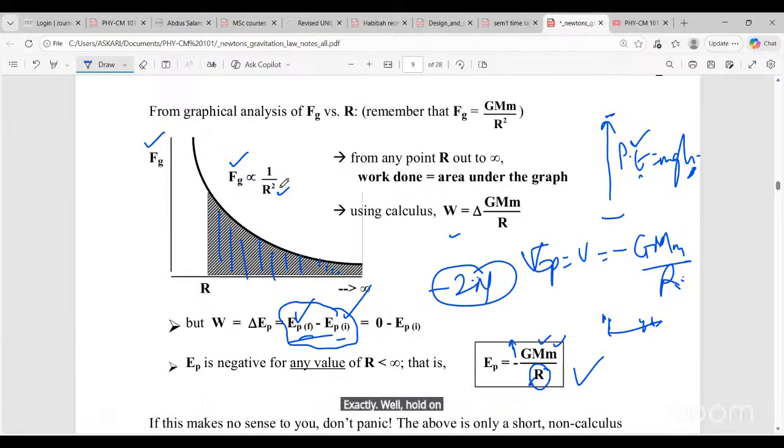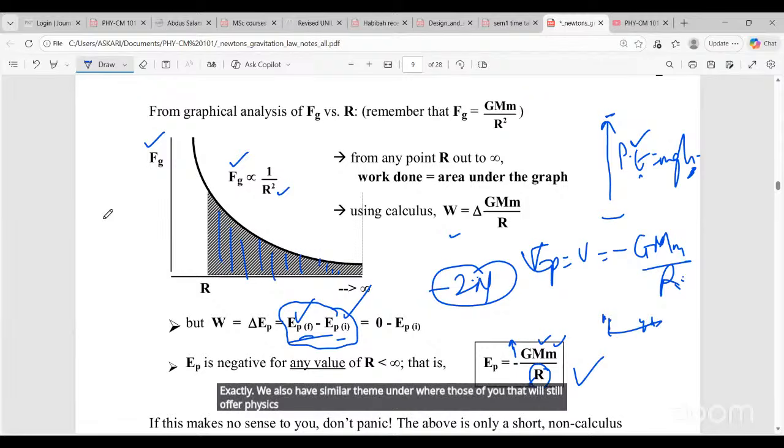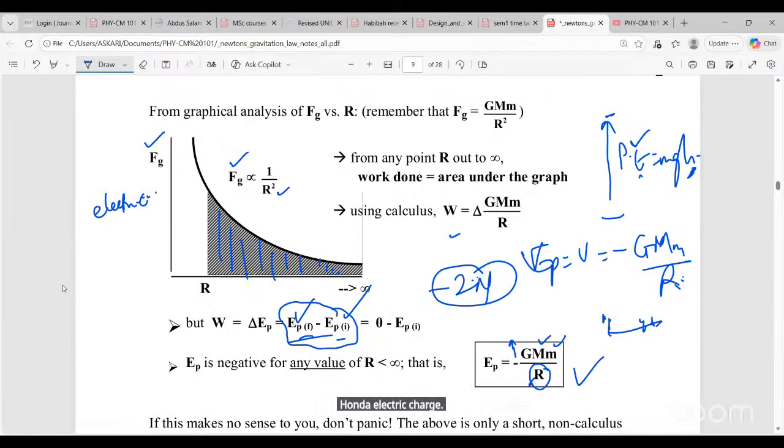We also have a similar thing, for those of you that will still offer physics in the second semester, under electric charge, you meet that. We have electric force. We also have electric potential. Electric force is proportional to R square. Potential here is proportional to R. So I hope it is clear.